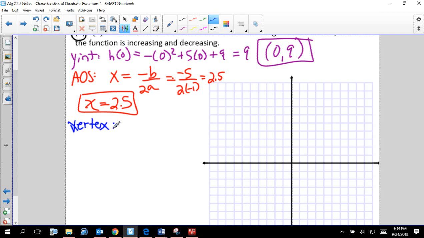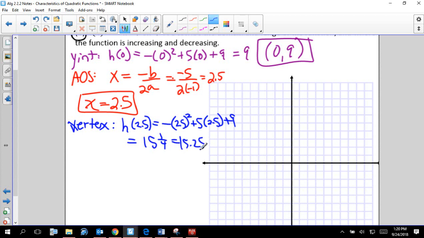The axis of symmetry. Yep. So we're going to do h of 2.5. In my equation, I'll have negative, then I'll have 2.5 squared, plus 5 times 2.5, plus 9. And maybe you'll type it in your calculator for this one. And you get negative 15. No, you wait. Negative or positive? Positive. Sorry. It's positive 15 and 1/4, or positive 15.25.